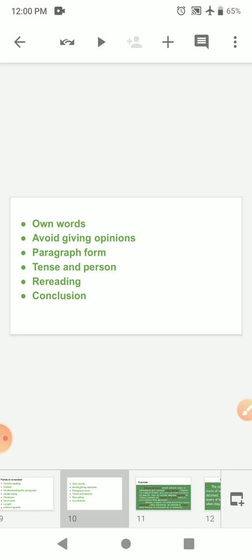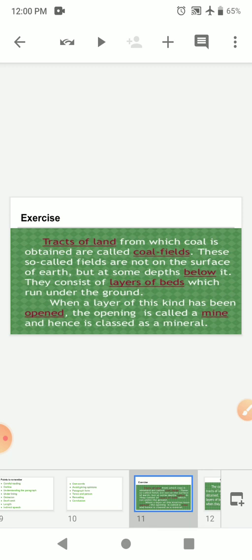And then comes the conclusion. When concluding the précis, it should restate the main idea of the text and reiterate the main support. Do not provide any new information. Just remember to avoid adding any personal statement about the passage. Then here we have an exercise.